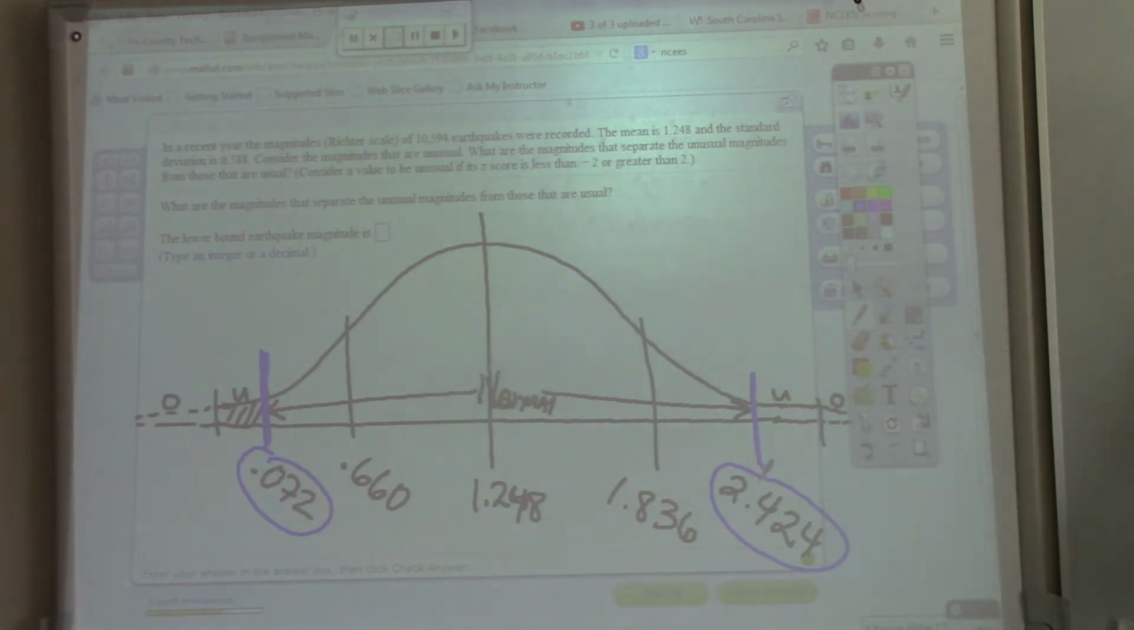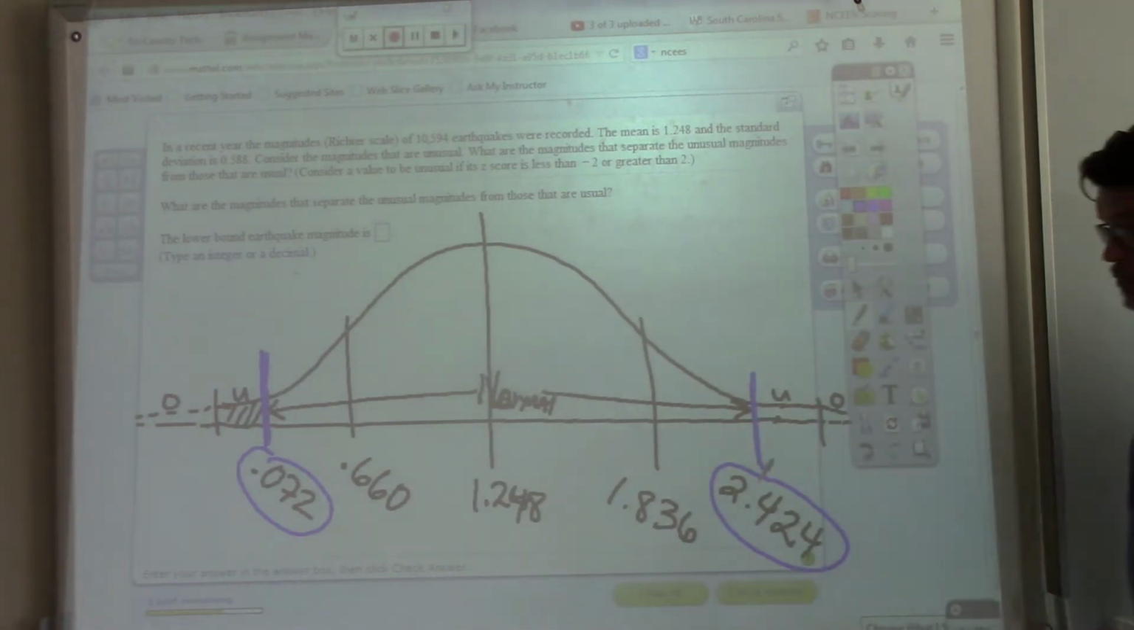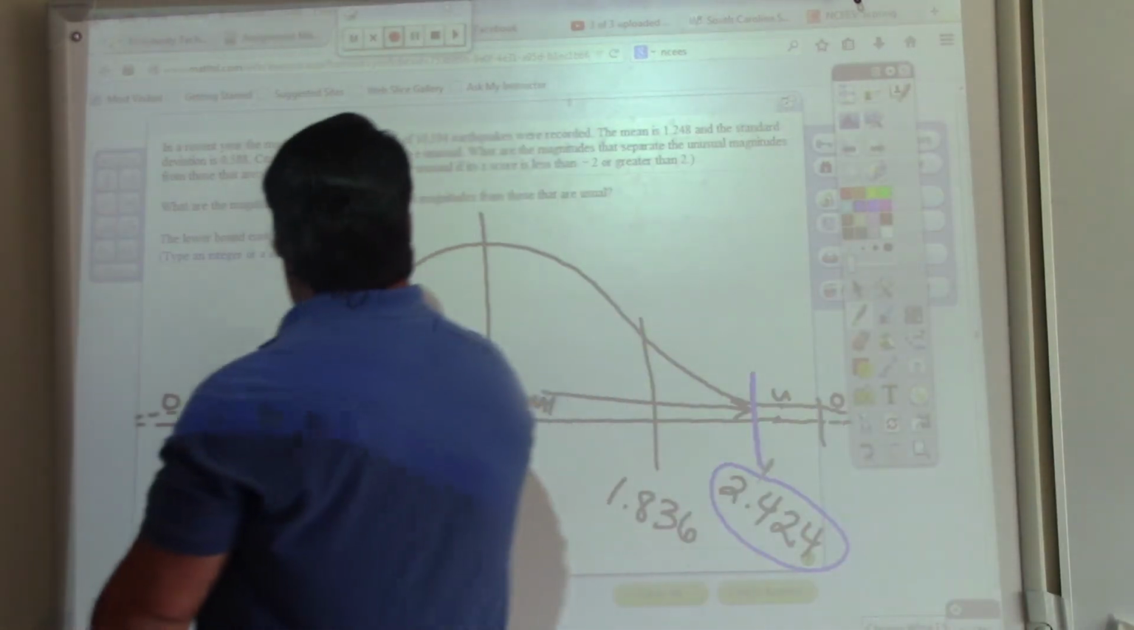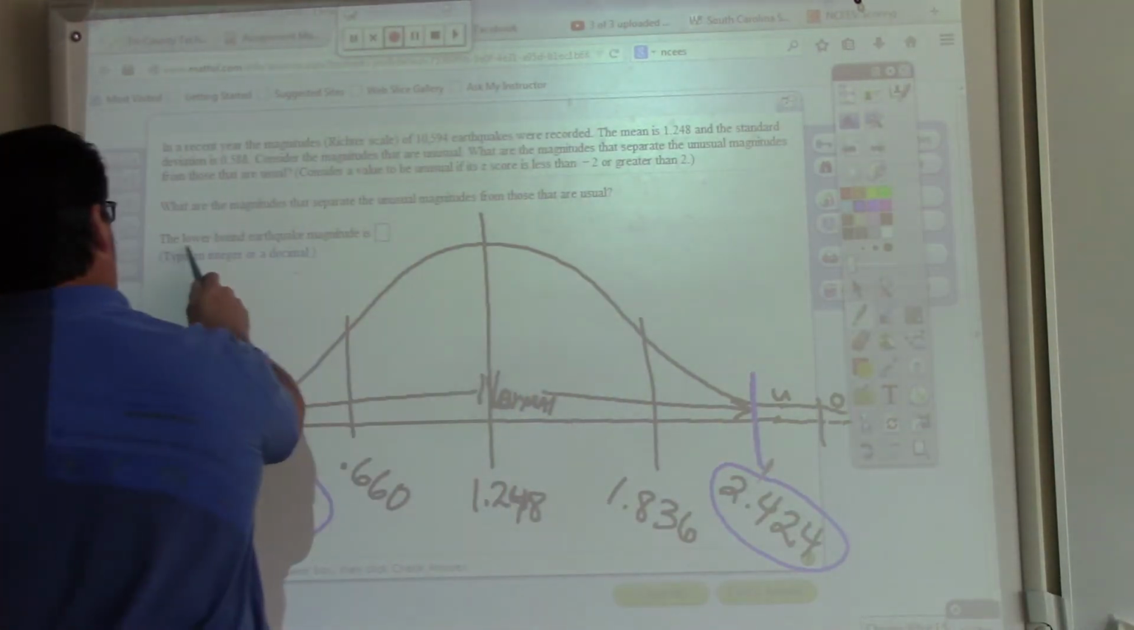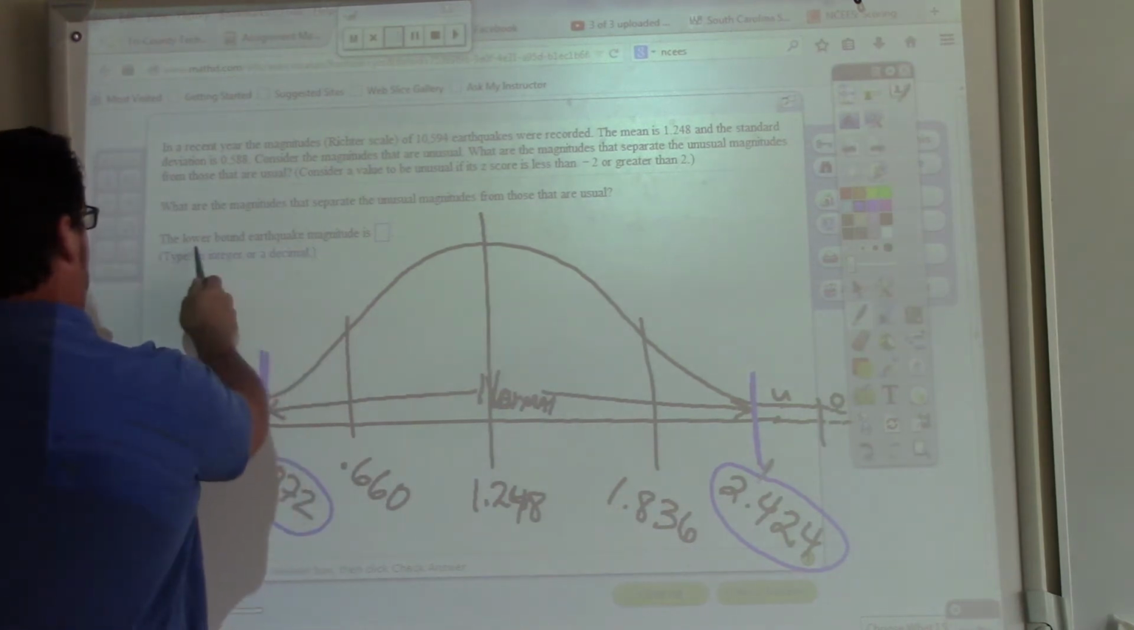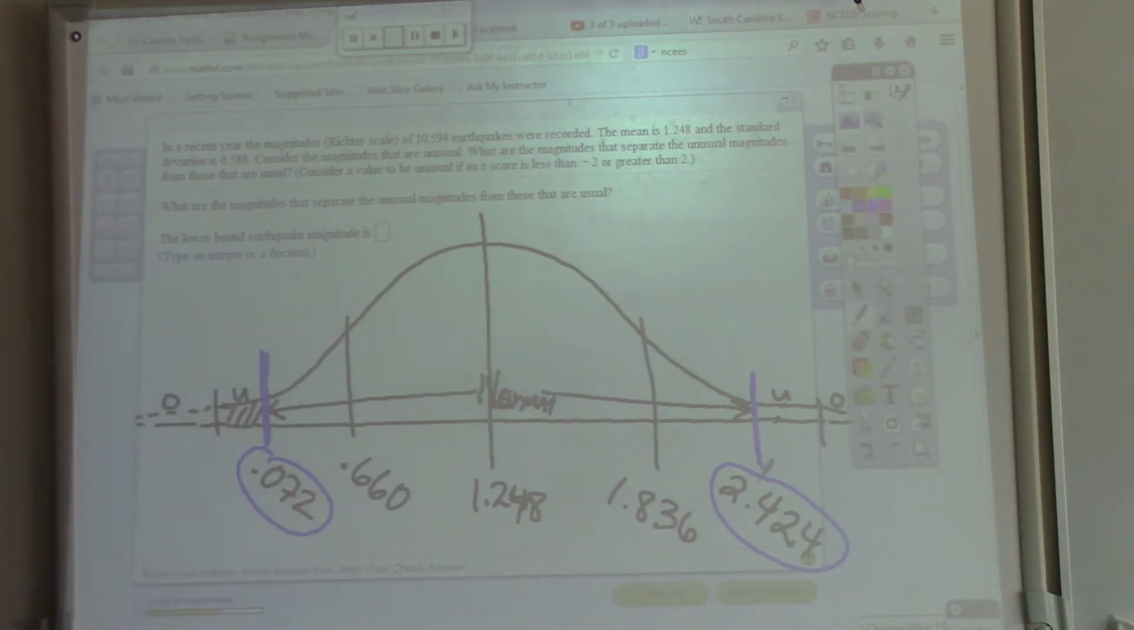So that number right there, that's your lower bound? That's your lower, because you read from left to right. That's your lower, and that's your upper. It says, what are the magnitudes, the lower bound. It says type the lower, that'd be 0.072. So you type in 0.072, and you feel good about yourself. And this is a test question. And the upper is 2.424.